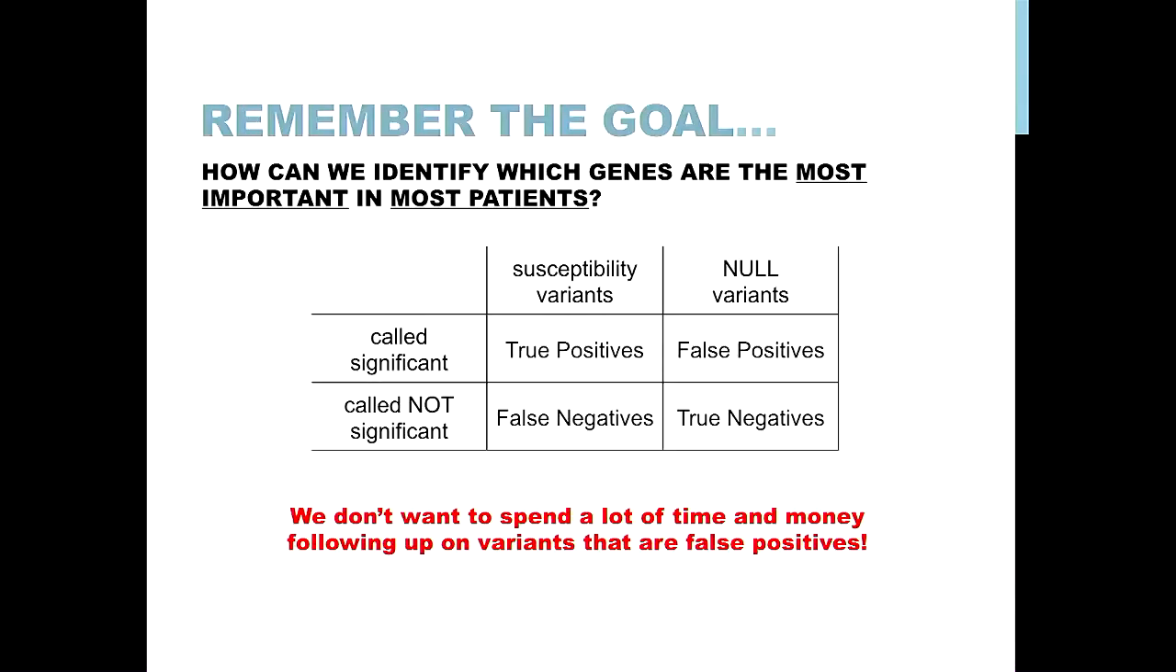But remember the goal here. How can we identify which genes are the most important in most patients? We don't want to spend a lot of money following up on variants that are false positives. We're calling all of these significant, and we need to really spend our time here and not here.